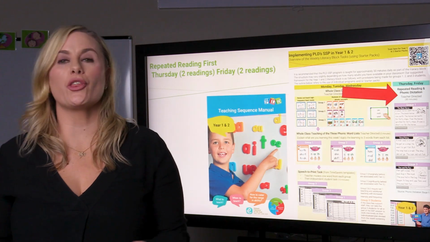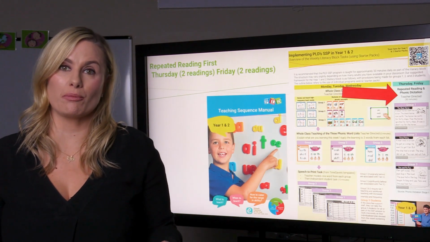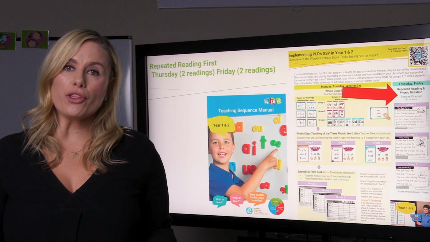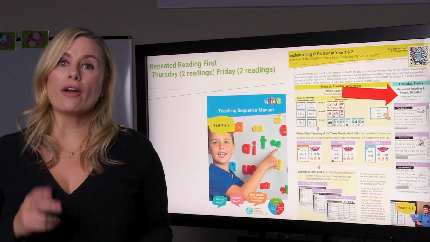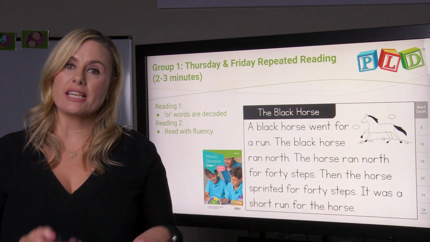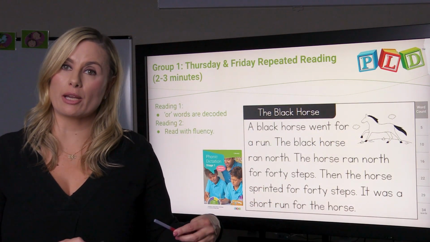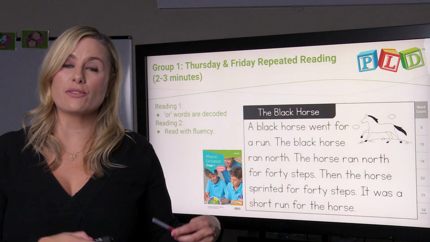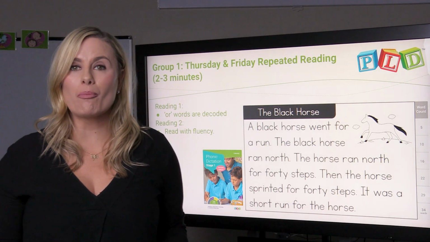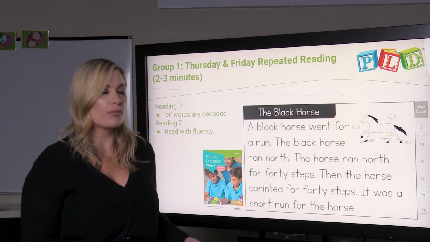We now move into our Thursday and Friday component of the lesson block, which is repeated reading and phonic dictation. On a Thursday and Friday, we have 2 readings of the phonic dictation passage. The first reading is to decode the phonic concept words. The second reading is for fluency and expression. Group 1, we are reading The Black Horse.